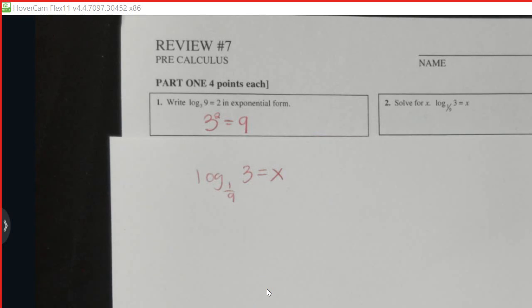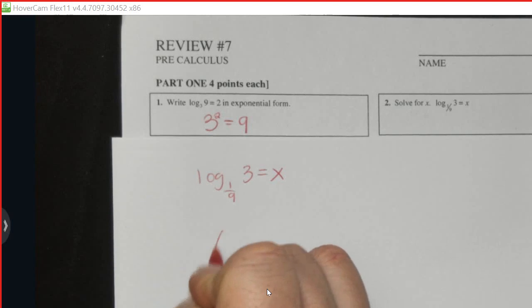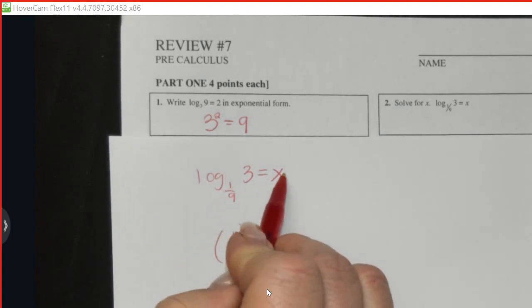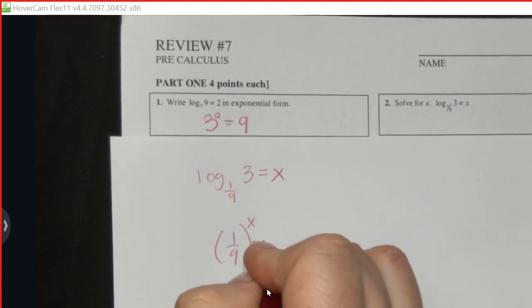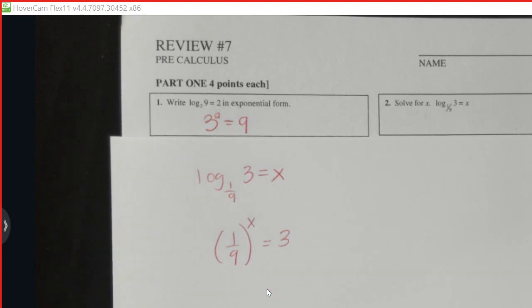Now I'm going to write this again in exponential form. I'm going to take whatever the base is, and I'm going to raise it to whatever's on the opposite side. The opposite side in this case is x, and set it equal to 3. Now there's a couple different ways we could go about doing this.